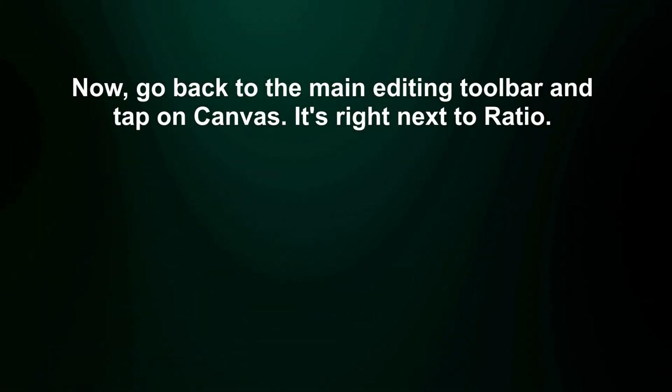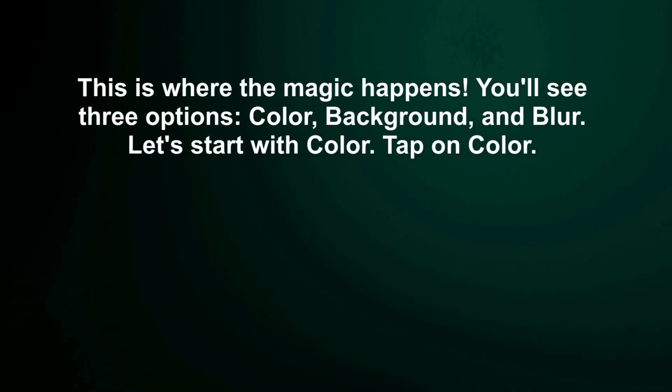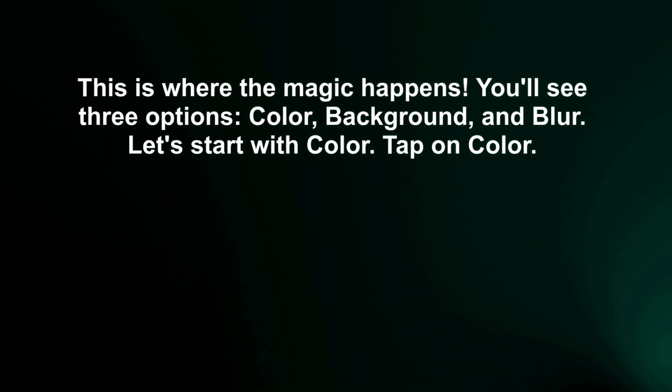Now, go back to the main editing toolbar and tap on Canvas. It's right next to ratio. This is where the magic happens. You'll see three options: color, background, and blur. Let's start with color. Tap on color.